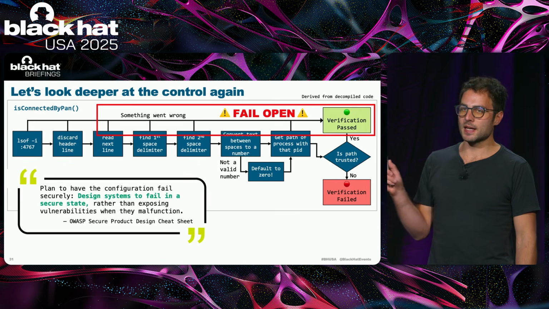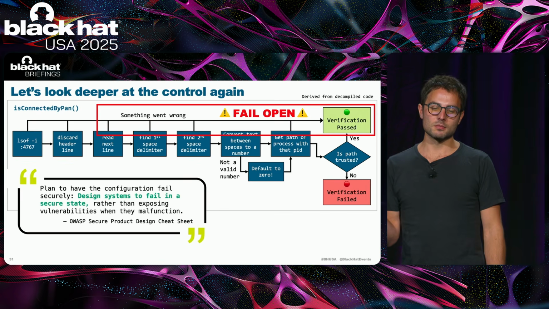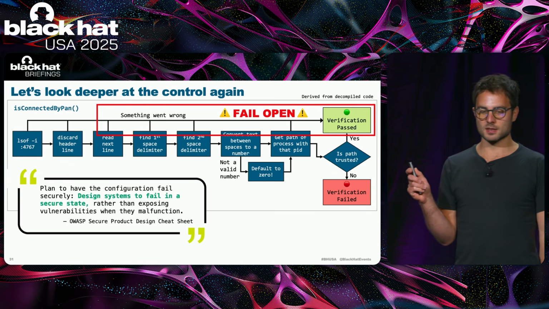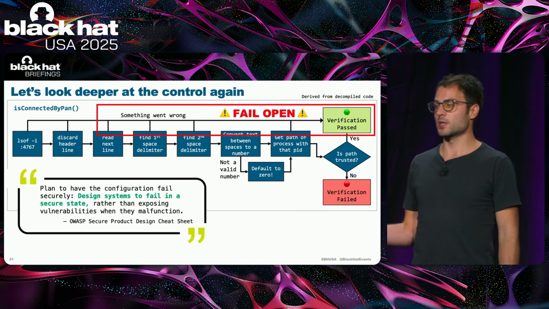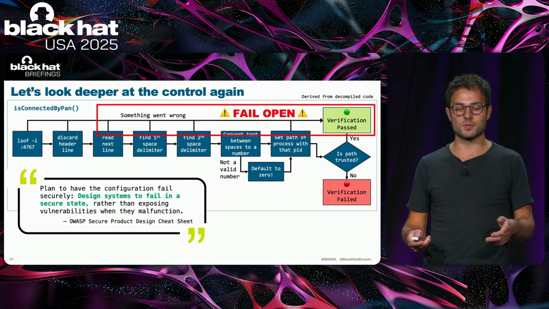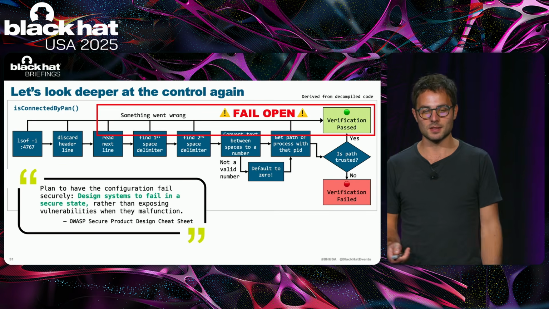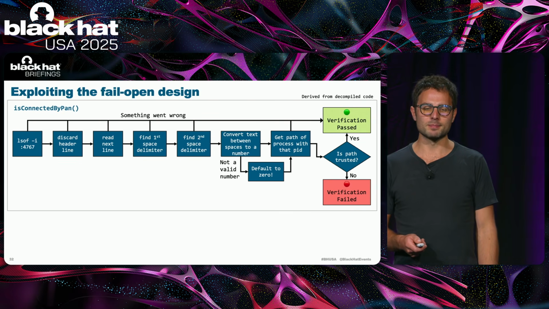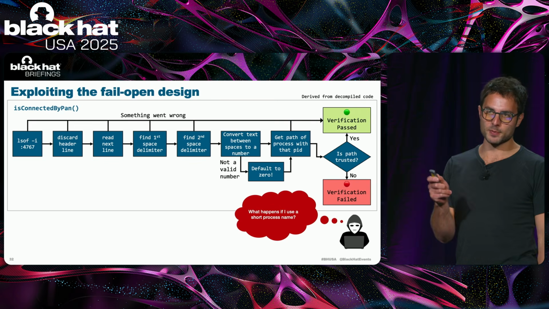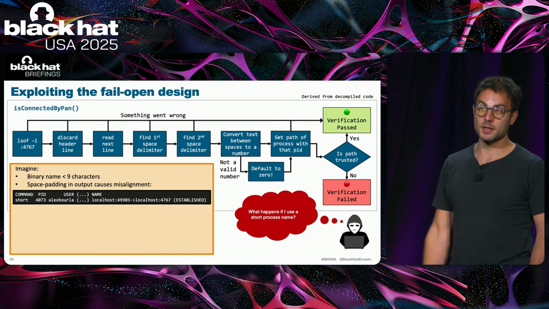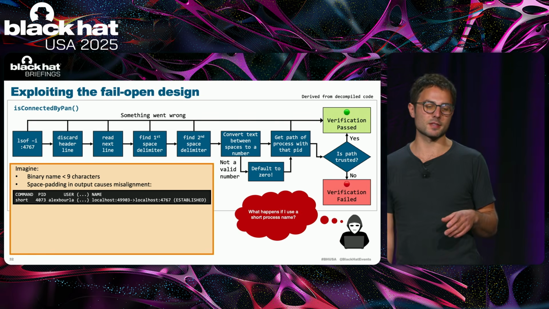If at any of the stages something goes wrong, the verification passes. This really is in contrary to the secure design principle that systems should fail in a secure state. Now we know this, maybe there's an easier way to bypass the VPN. Think about this. What happens if we send the message from a short process name? Specifically, one that's less than 9 characters.